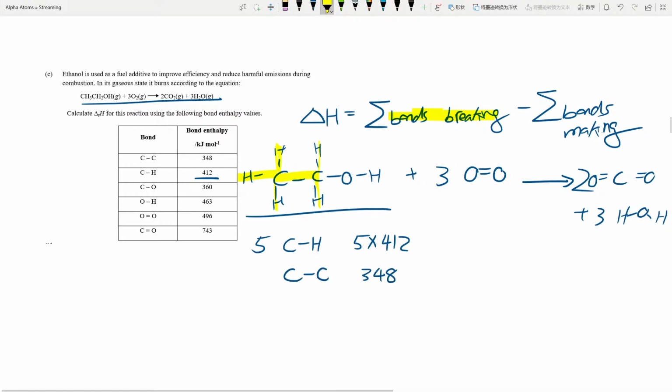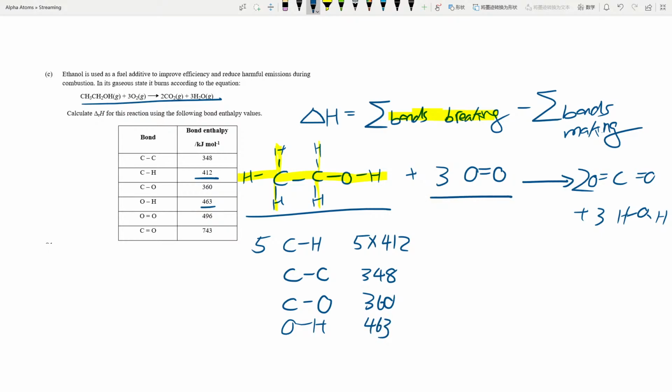I need to break 1 CO bond, because you want everything highlighted to be broken. That's going to be 360. And you want to break an OH bond, which is 463. And we also want to break 3 moles of O2. So that's going to be 496, so 3 lots of O2s. Oops, I'm going to drop my calculator again. 496 times 2 times 3. And if we add up all these numbers, that's going to be the total of bonds breaking.